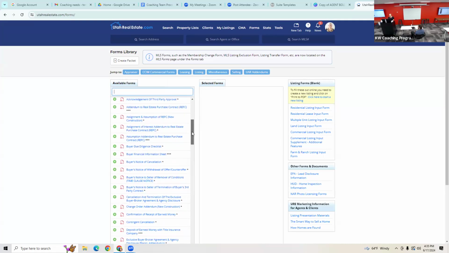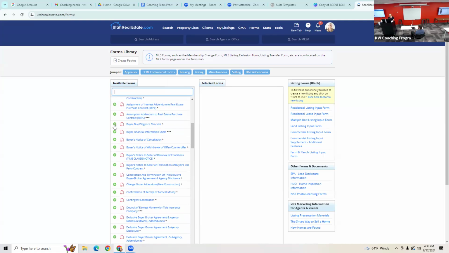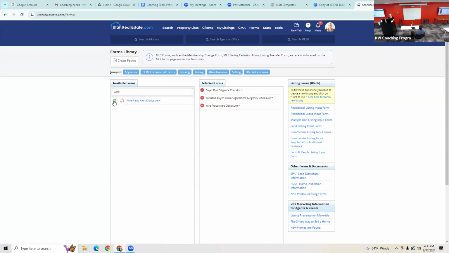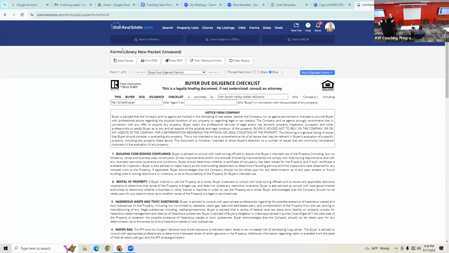Okay. So the documents that I print with me, I do print the buyer due diligence checklist, the exclusive buyer broker agency and disclosure, and the wire fraud. So these are the ones that I print out and I will have with me. Anything else that comes up, we can have it signed during, DocuSign during the transaction.